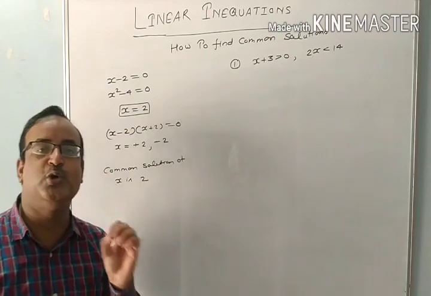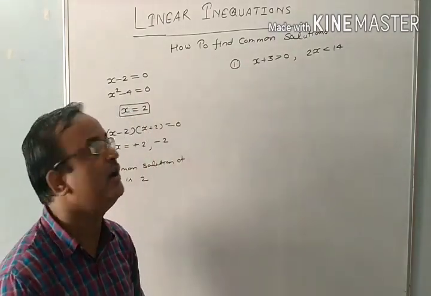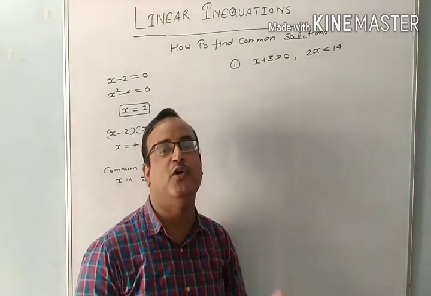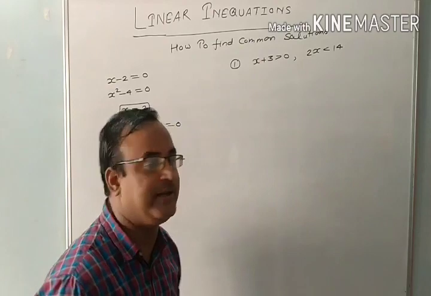So x is equal to 2 is the common solution. Similarly here, we have to find a common solution, the common value of x which satisfies both the linear equations. So now I am going to solve it.